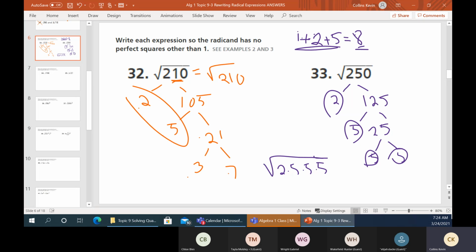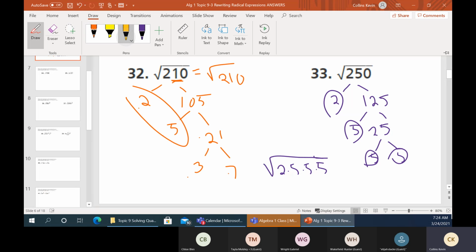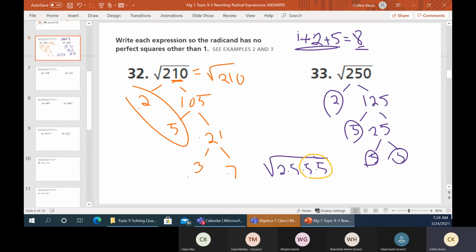Now we look for a pair of these that we can drag out. Well, we got a pair of 5s, right? So that means we can bring them out front as a single 5. Now we've got just a single 2 and a single 5. Can't do anything with those, but what we can do is multiply them together and keep them underneath the square root. So that becomes 5 times the square root of 10. And that's our answer. Okay? Questions on that one?